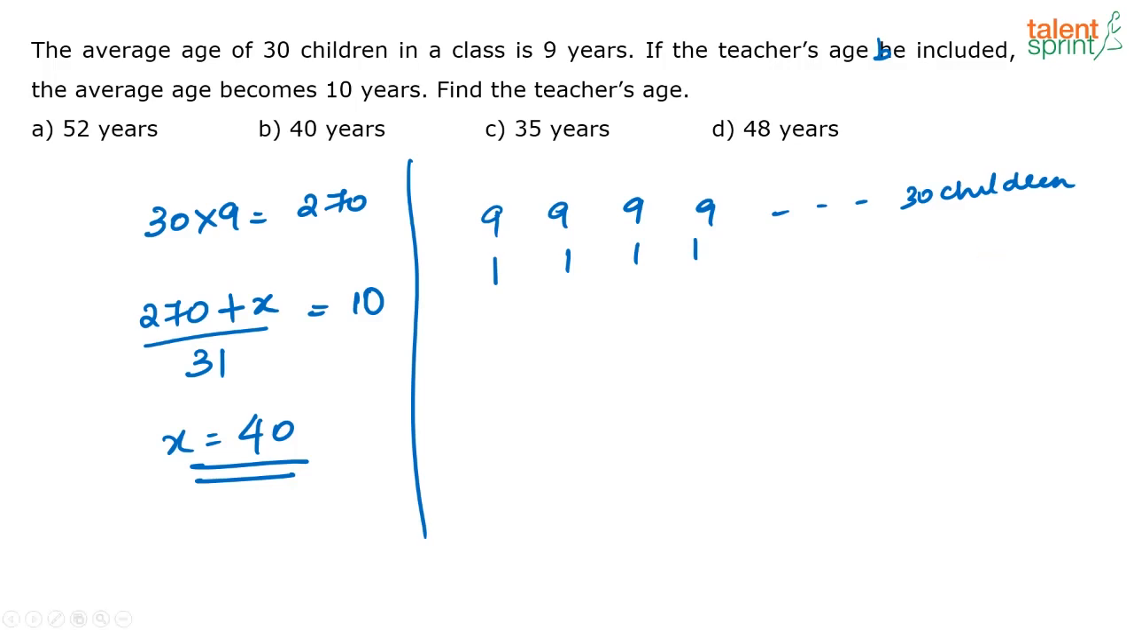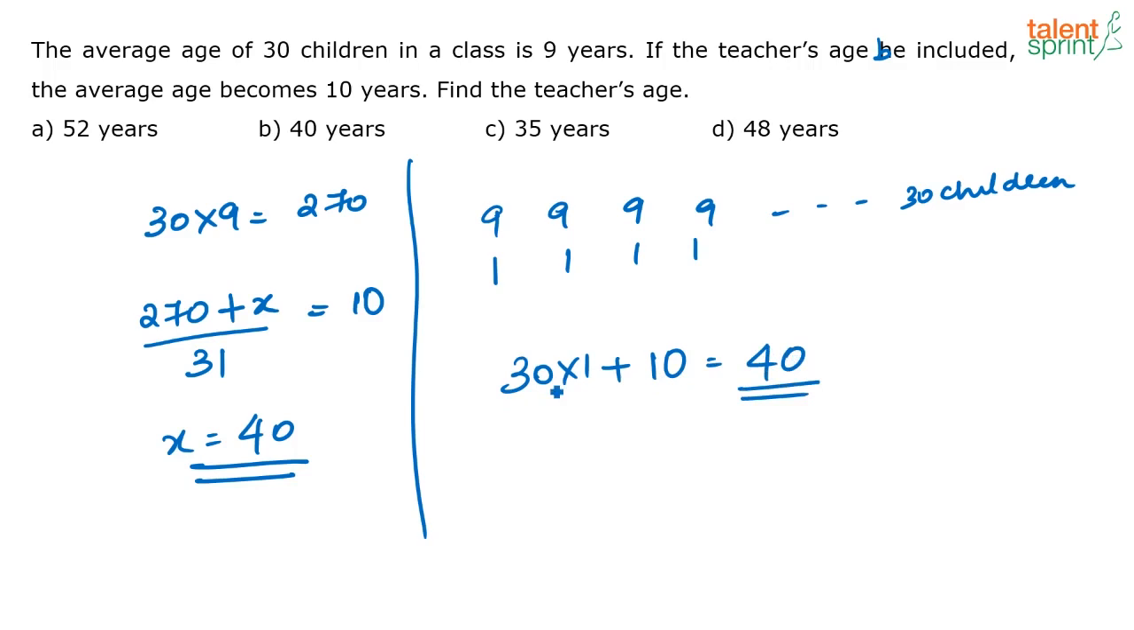Now, so what is happening? Basically, when I am adding a teacher into the group, for each of these 30 children, the average age is increasing by 1. And now the teacher is also there in the group, right? She will also have an average age of 10 now. So what is the age of the teacher? That is nothing but 30 into 1 plus 10, that is equal to 40.